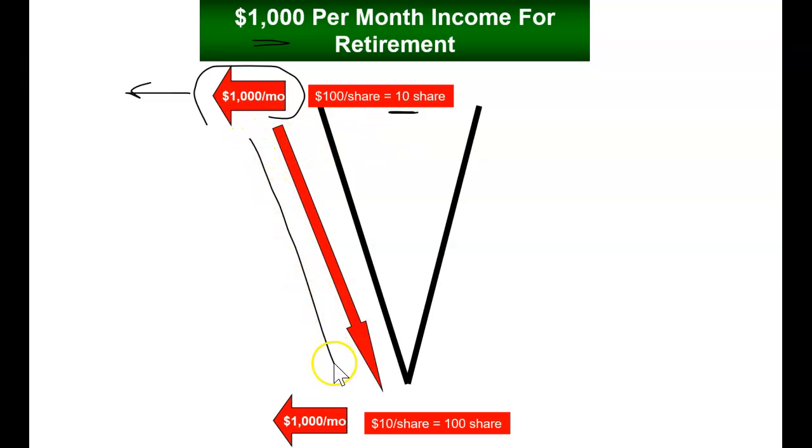We experience a market downturn similar to what we showed on the previous example, but now instead of selling 10 shares, they're having to sell 100 shares to generate that same income. Obviously, the significant difference here is they do not get the benefit of the rebound. They've sold this $1,000 or 100 shares, and they've locked in those losses.